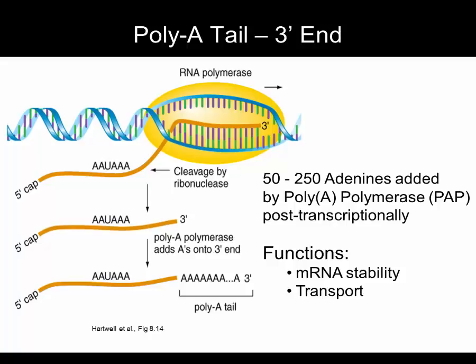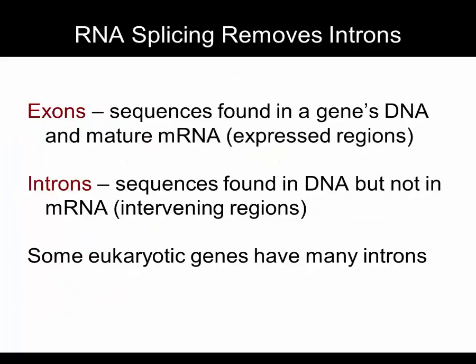This, too, is thought to stabilize the mRNA molecule, as well as assist in transporting it from the nucleus to the cytoplasm. Finally, let's talk about splicing. While prokaryotes are highly efficient with their DNA, eukaryotic organisms are considerably less so. If you look at our entire genome, that's the whole collection of our DNA, you'll see less than 2% actually codes for proteins.